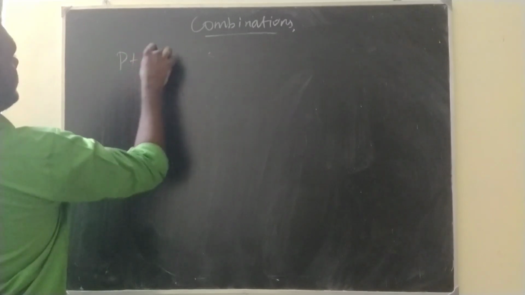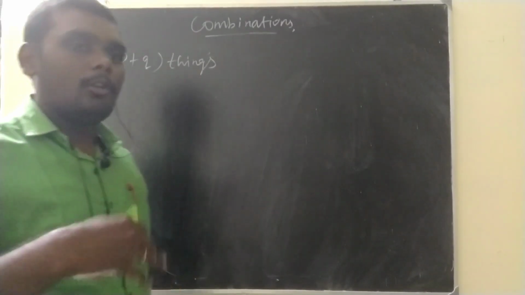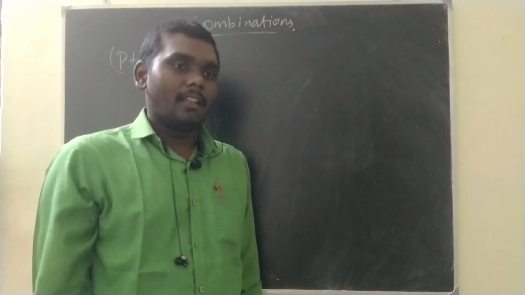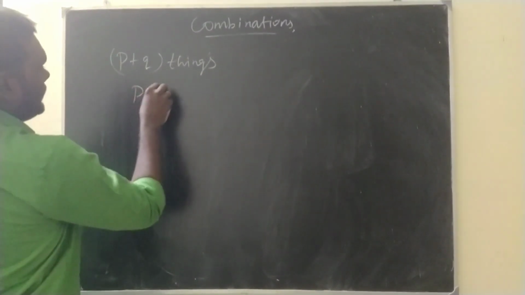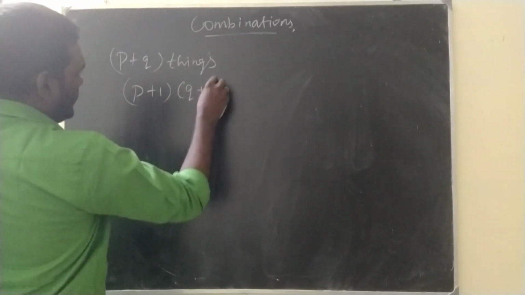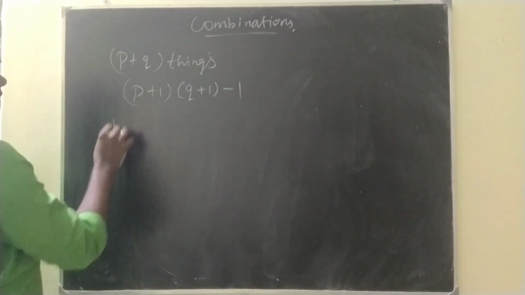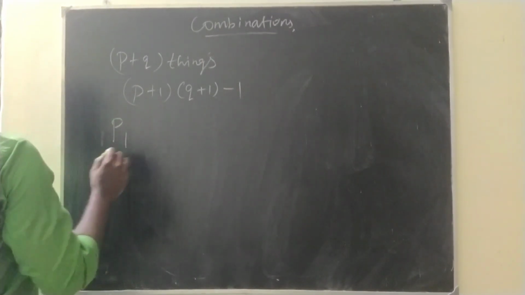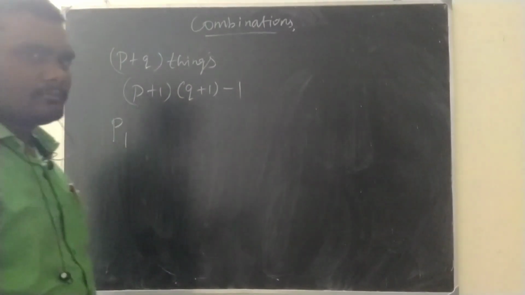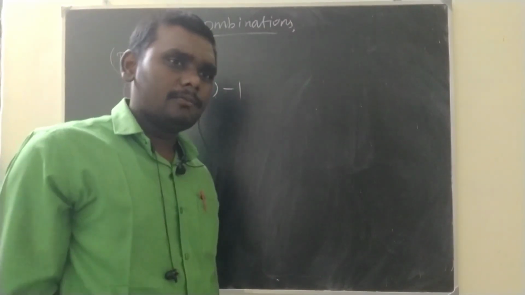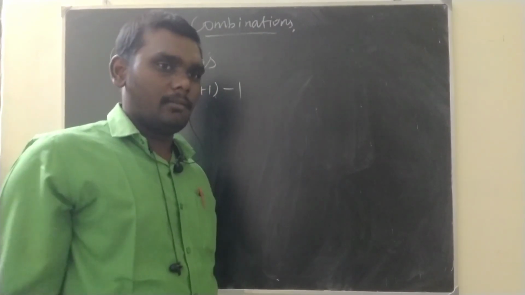If P plus Q things are taken one or more than one at a time, like selection, then the total number of combinations that can be formed is (P plus 1) into (Q plus 1) minus 1. In a similar way, these P things are alike of one kind and Q things are alike of another kind. Alike of one kind, alike of another kind, you know. Like more than one things are equal.